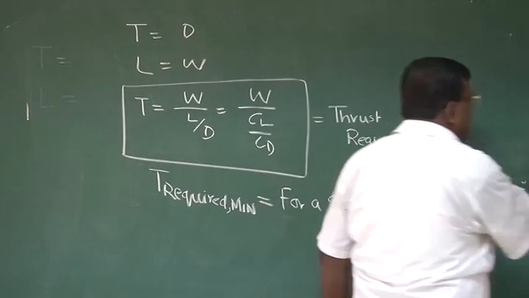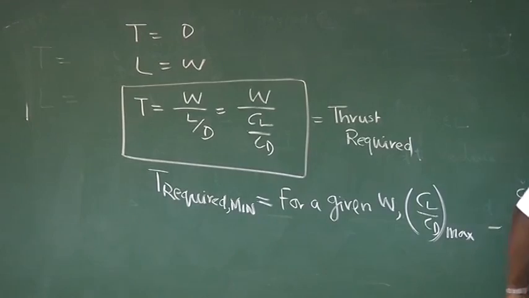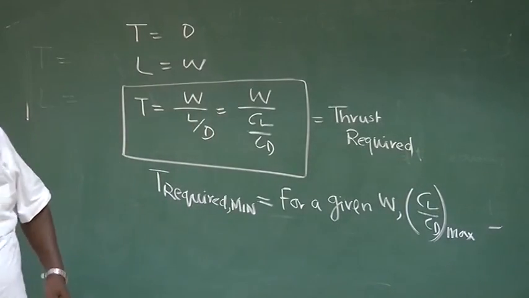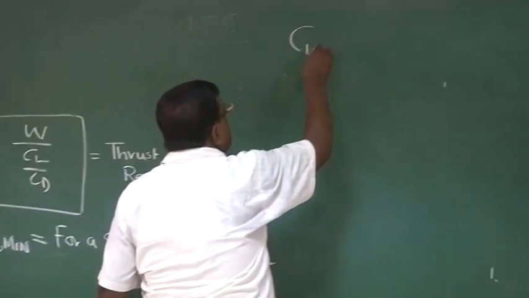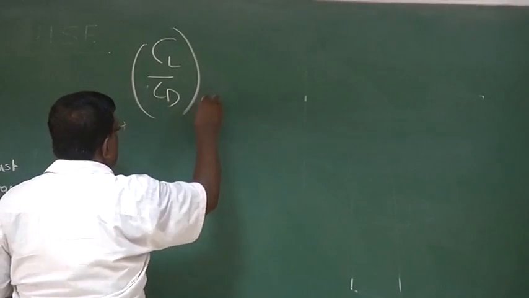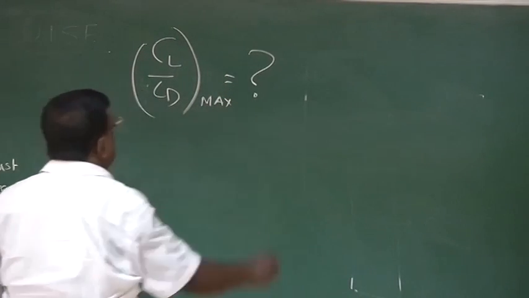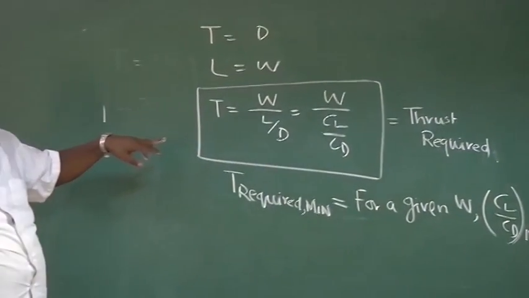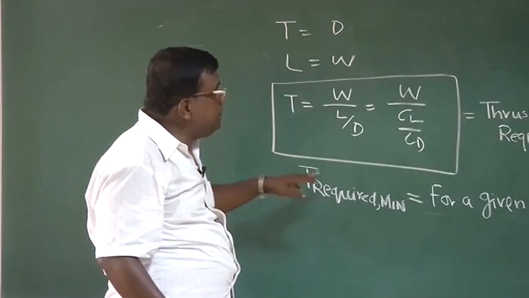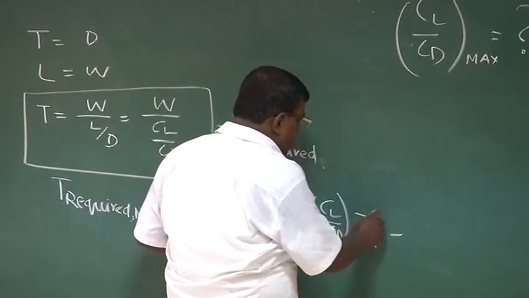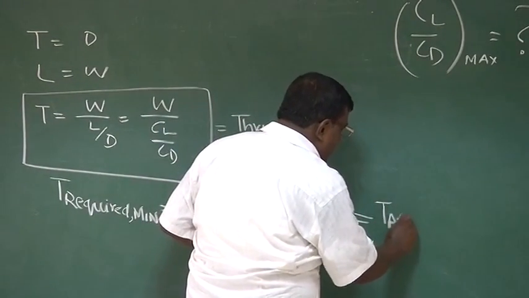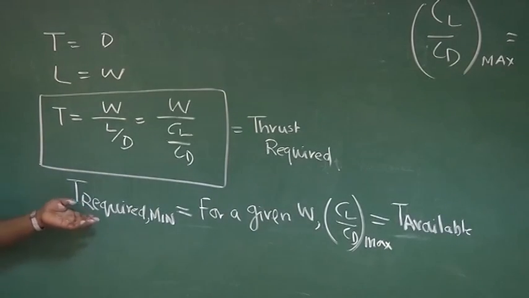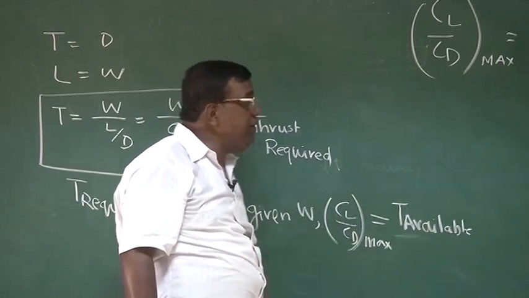Now, what is the meaning of CL by CD to be maximum? That also we should now ask ourselves. Or I put the question differently. I want the pilot to fly the machine so that thrust required is minimum, and this thrust required minimum will be compensated by thrust available, which comes through the engine. So if thrust required is minimum, then thrust to be delivered by the engine is also minimum. That is an efficient way of flying.